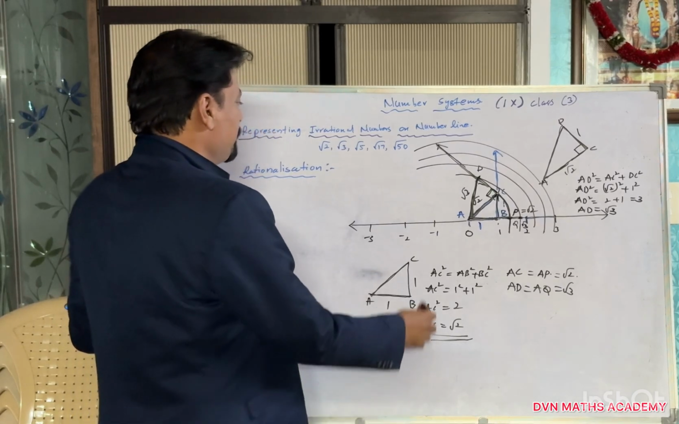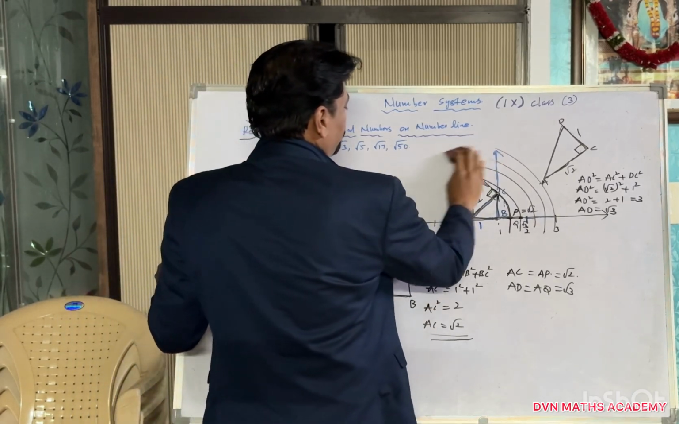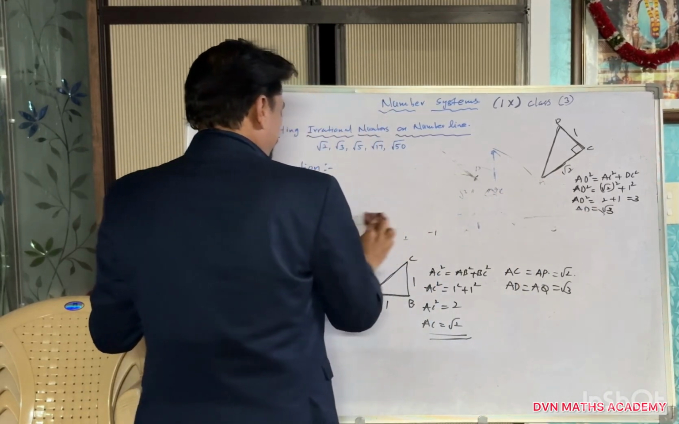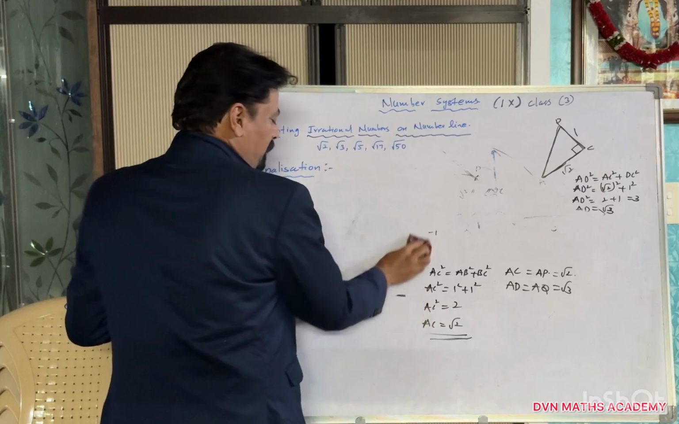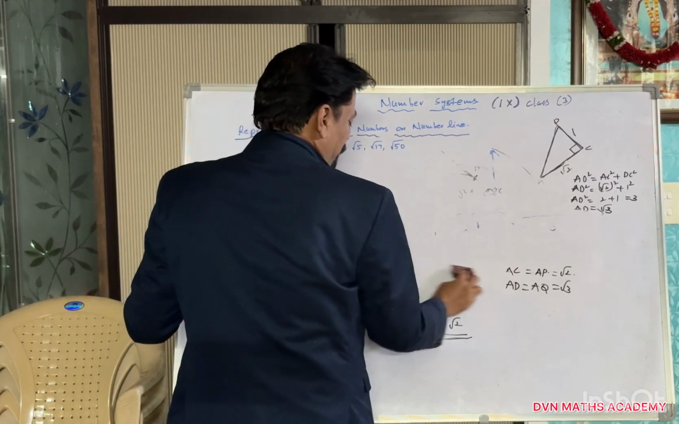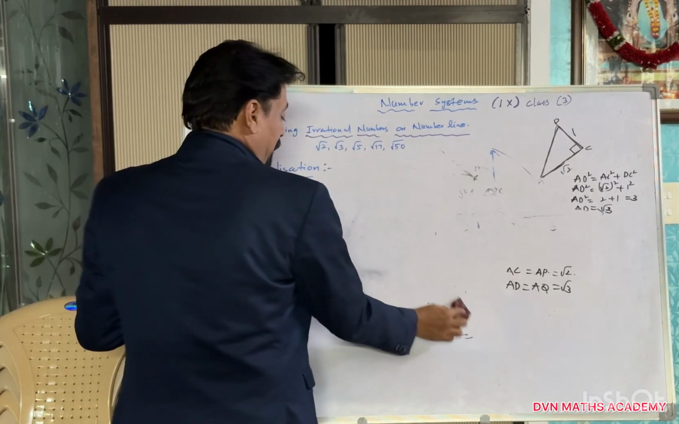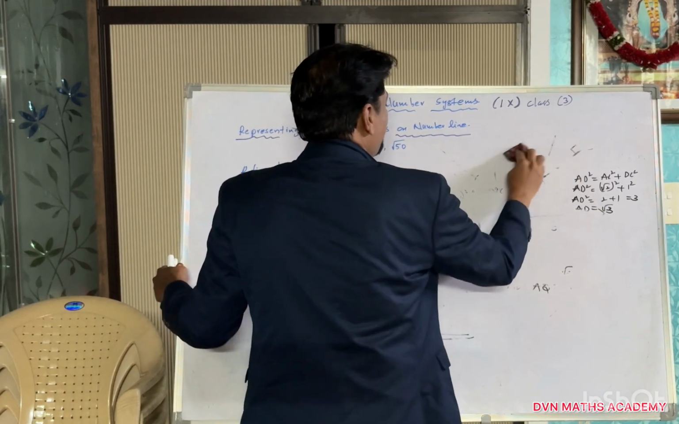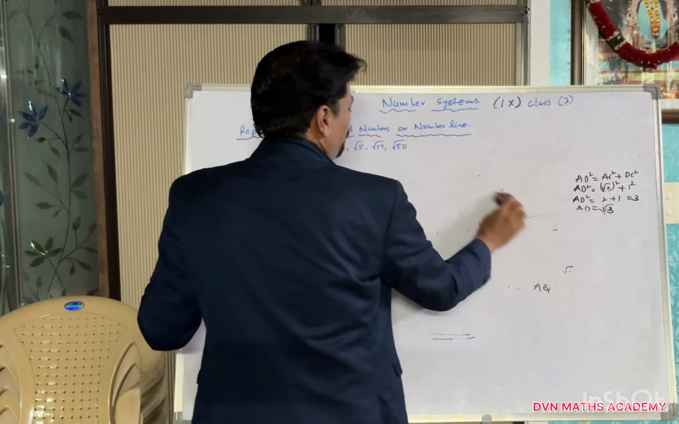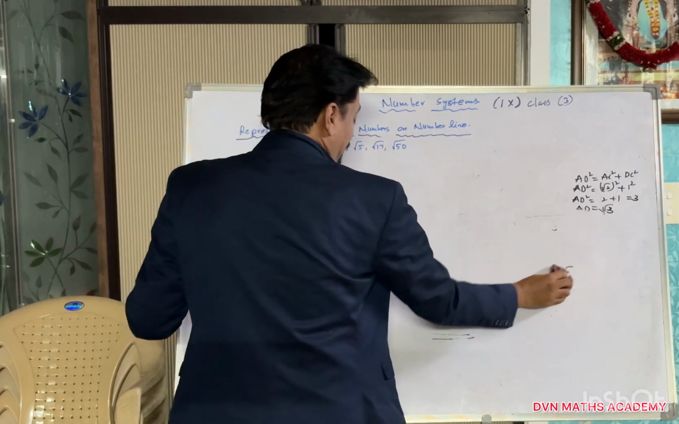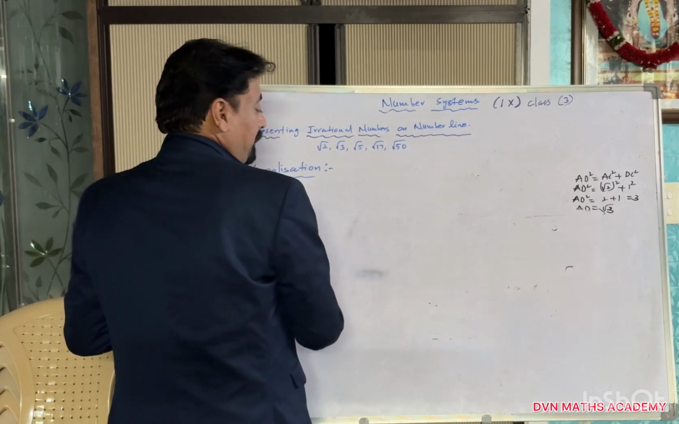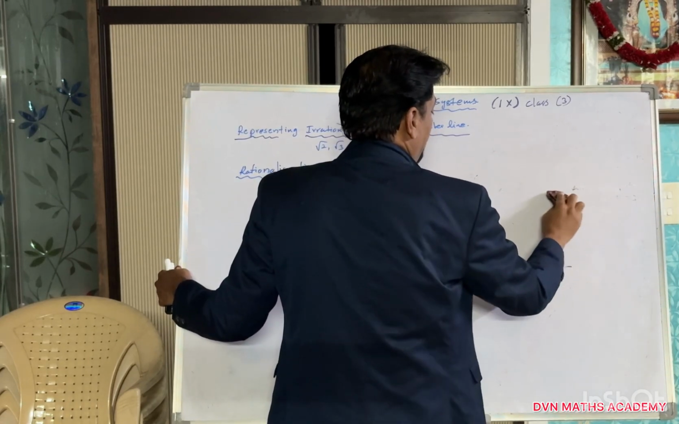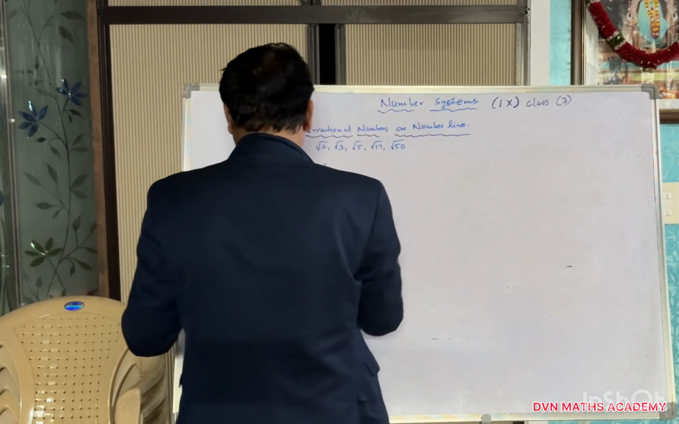So my question is, for example, in your exam, they will ask you to represent root 17 on the number line. So if you use this spiral, it is very complicated. It is easy only, but it is very lengthy. I mean, it will take so much time to represent root 17 on the number line. But I will tell you one technique here.